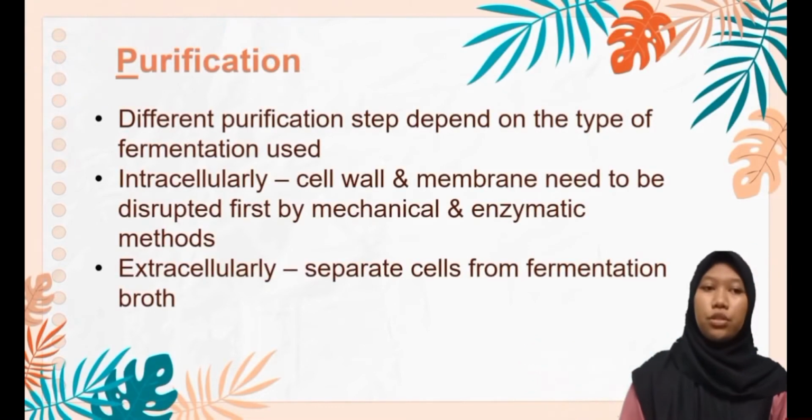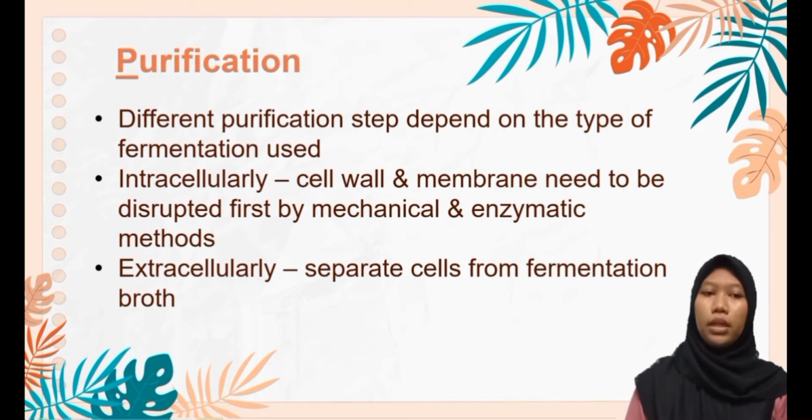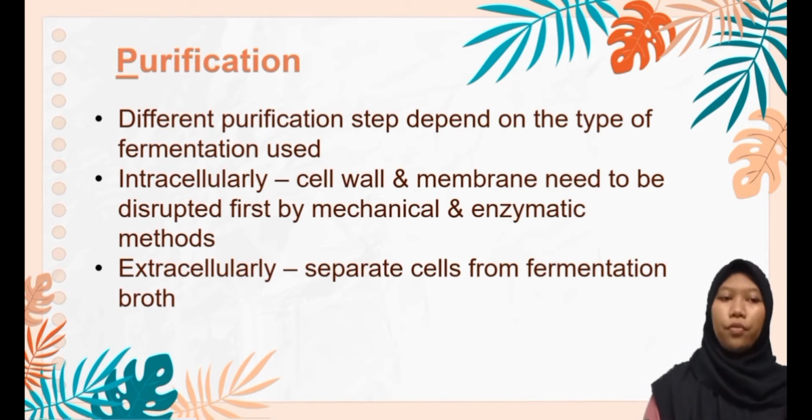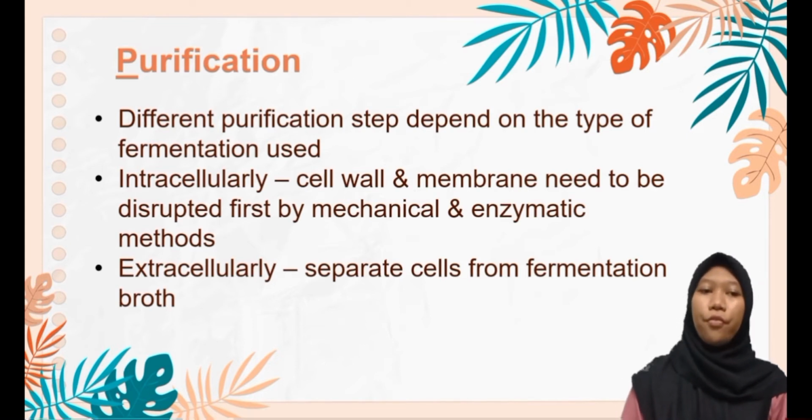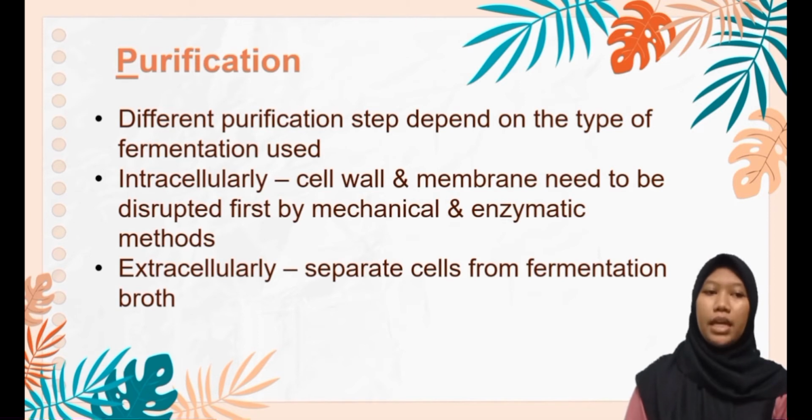Secondly is purification. Purification is one of the downstream processes to obtain purified enzyme concentrate. Different purification steps depend on the type of fermentation used. For enzyme produced intracellularly, the cell wall and membrane need to be destroyed first by mechanical or enzymatic method, while for extracellular enzyme, the first purification step consists of removal of cells from the fermentation broth.